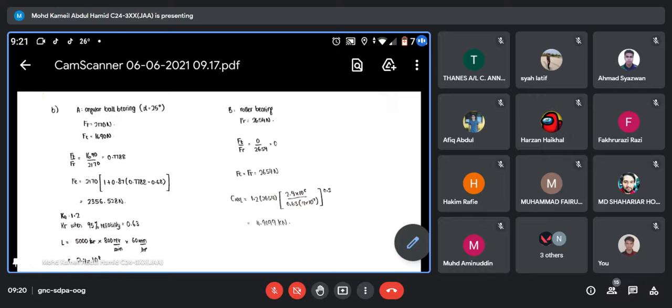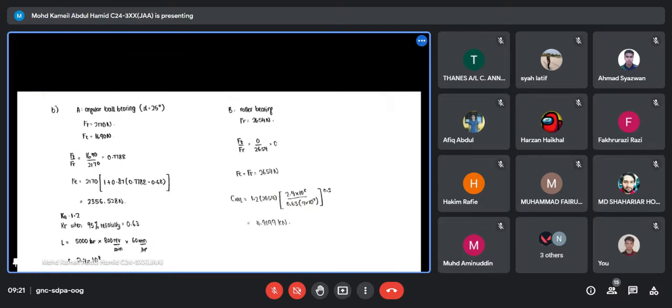Okay, that's good. Kemudian dapat dia punya FE, tengok. FE is on the second equation. 2170. So you get 2356 Newton. Okay, that's good. 2356 Newton.